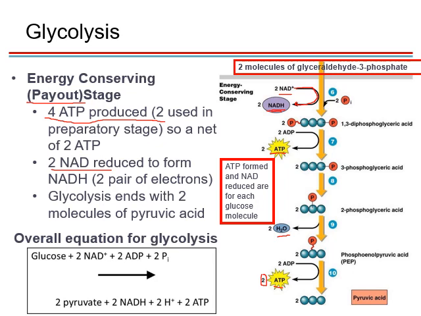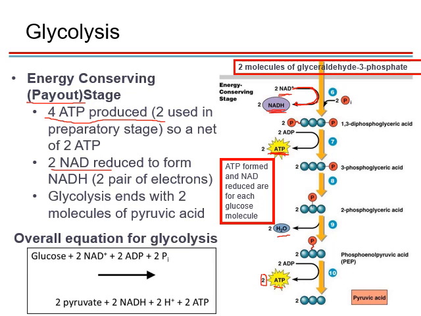When we look at this stage, we reduced 2 molecules of NAD. So we've picked up 2 pairs of electrons. Going from NAD to NADH means we have picked up 2 pairs of electrons in our NAD molecules. We've now produced 2 ATP. As we go down, we produce 2 more ATP.